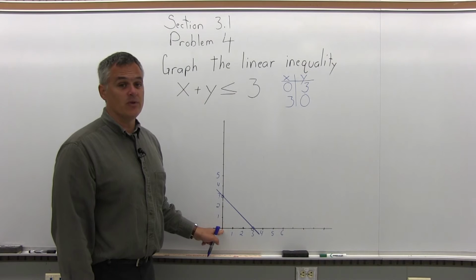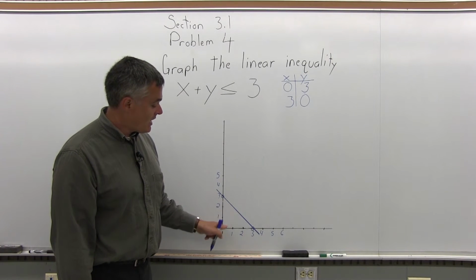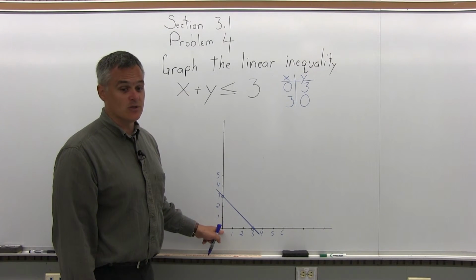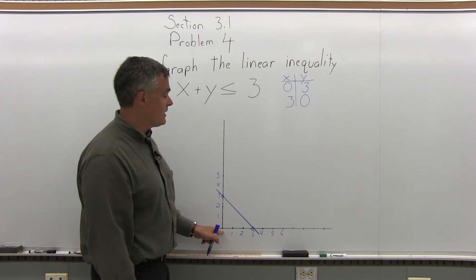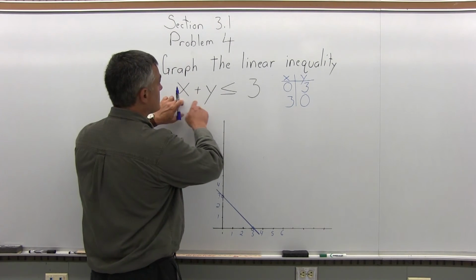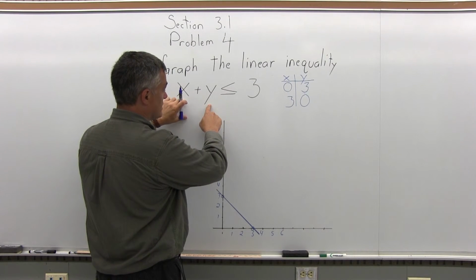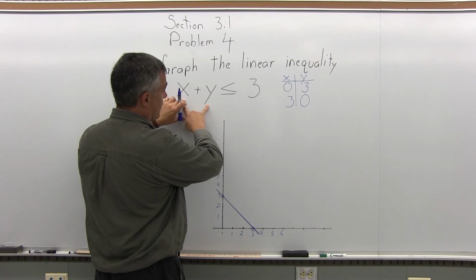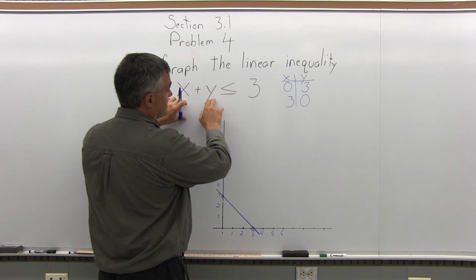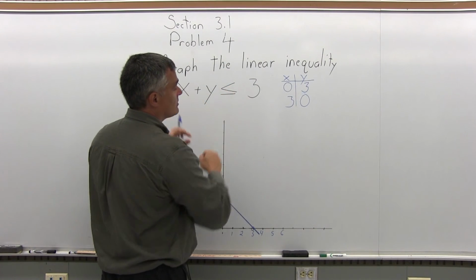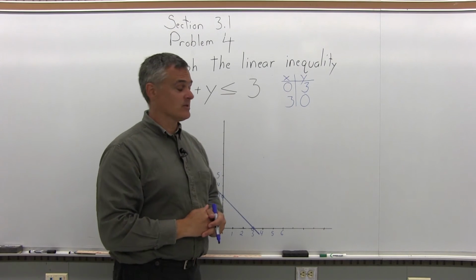Use 0, 0 if you can. 0, 0 is not on the line, so I can use that. So 0 for x, 0 for y, that's my test point. And put in 0 for x, 0 for y in the linear inequality that I'm graphing and see if the result's true or false. So when I put in 0 for x, 0 for y, I wind up with the statement 0 is less than or equal to 3. Well, that's true. 0 is less than or equal to 3.